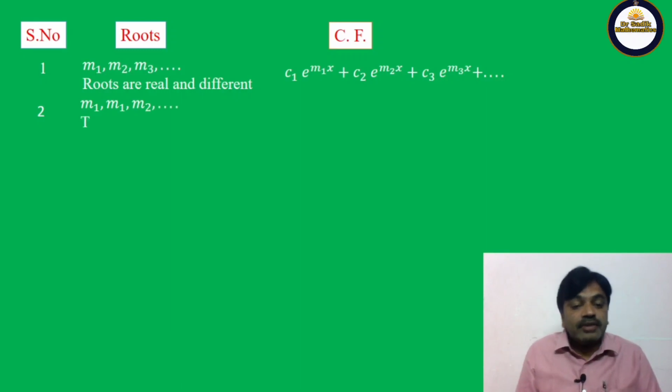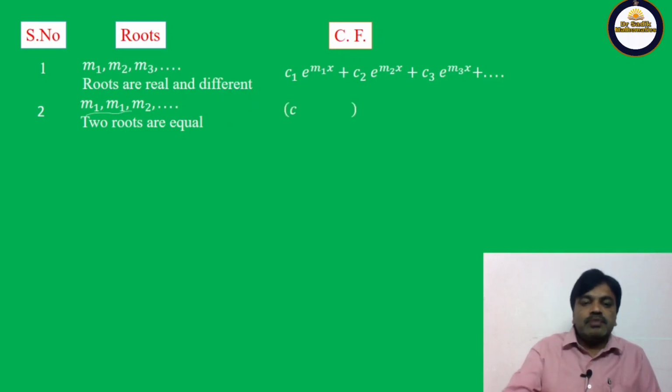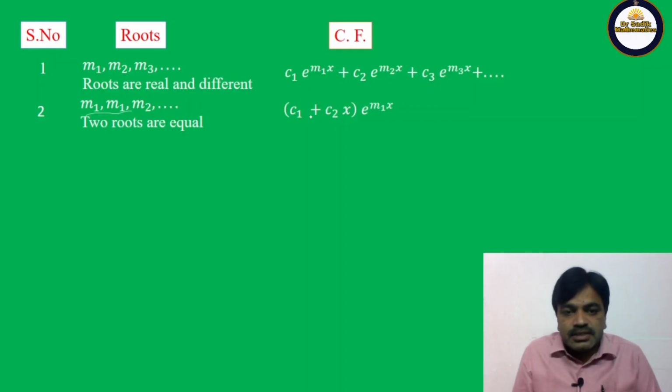The first case is roots are real and different, and the second case is m1, m1, m2 and so on. How many roots are repeated? Two roots. So if two roots are equal, then its complementary function is c1 plus c2x times e power m1x plus c3 e power m2x plus and so on. When two roots are repeated, it is c1 plus c2x e power m1x.